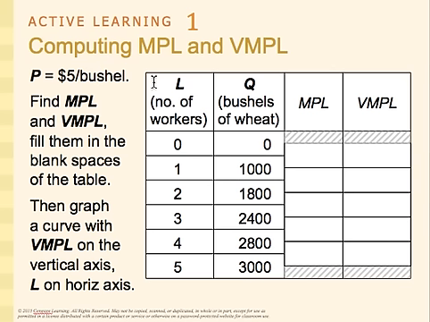So the price I'm going to give you here is $5 a bushel. You need to find the marginal product of labor and the value of the marginal product of labor and fill them in these blank spaces here. You can just take a piece of paper and write them down. Going from 0 to 1 workers, 1 to 2 workers, 2 to 3, 3 to 4, 4 to 5. So you're always adding one more worker. How many more bushels of wheat are you getting? And multiply it by 5, and you can get the value of marginal product. Marginal product obviously would be 1,000 here, 800 here, so on and so forth. The value of marginal product would be that 1,000 times the $5 per bushel, the 800 times the $5 per bushel.